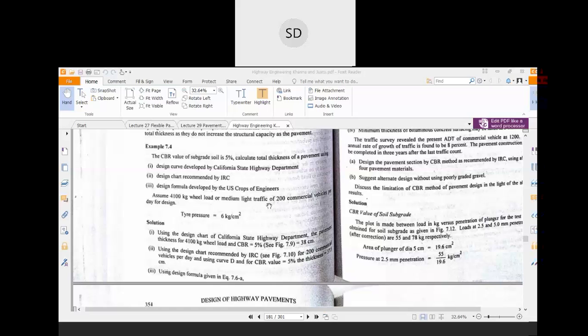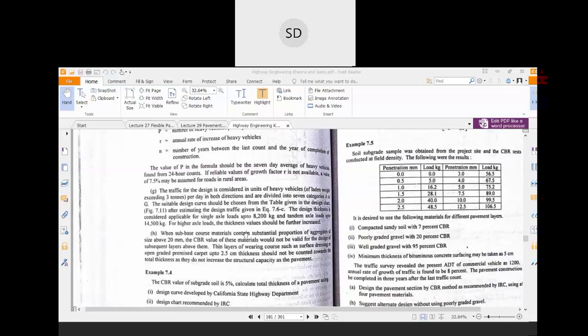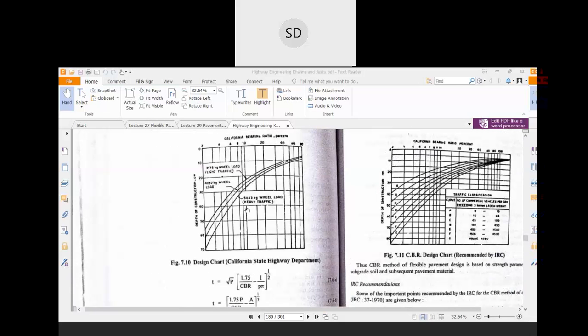In the question, your traffic load is given as medium. So for the medium traffic load, you have to find the total thickness for the 5% CBR value. In this chart, the top portion is the California bearing ratio test value, that is the CBR percentage value. In this portion is the depth of the pavement section which you have to find, and these curves represent the different traffic conditions. The first one is for low traffic, the second for medium traffic, and the last for heavy traffic.